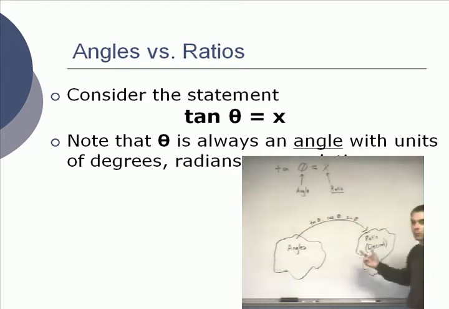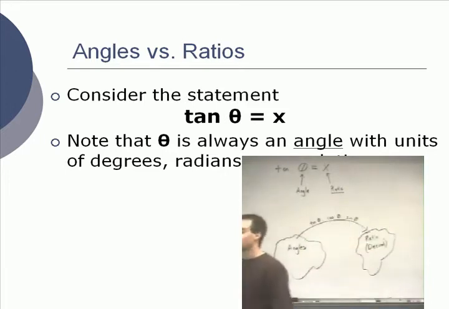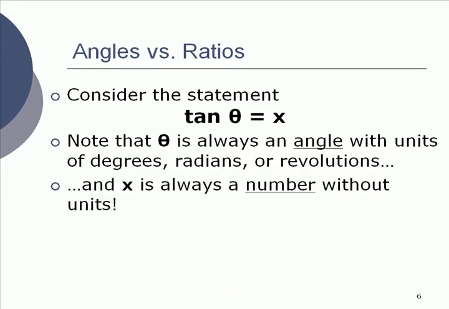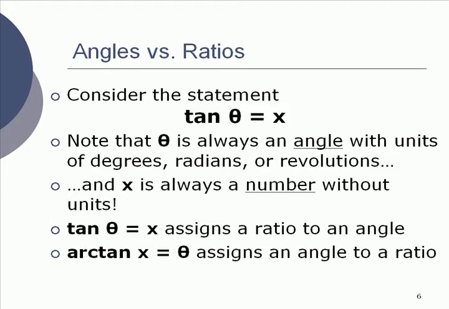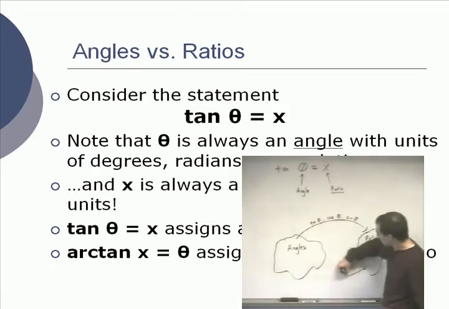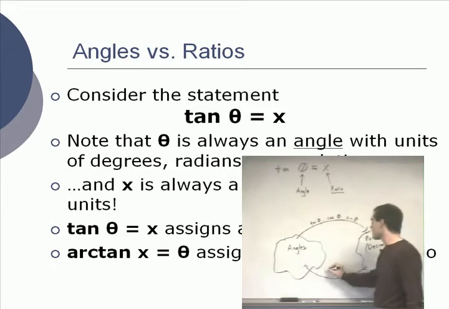But what if we need to get back? What if we know the ratio and we've got to use the angle? Well, then we're going to use one of the inverse trig functions. Tangent of theta always assigns a ratio to some angle, whereas the arctangent always assigns some angle. In other words, if we have the ratio and we want to go back, now we're going to use arctangent of x, arcsine of x, or arccosine of x.